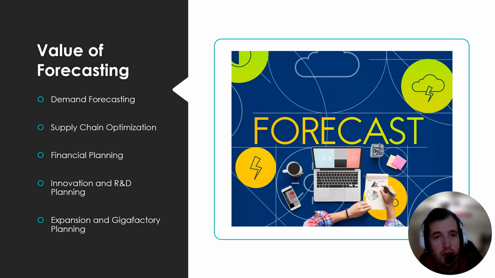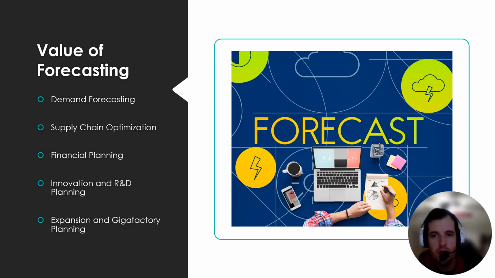Financial forecasting plays a vital role in helping Tesla estimate revenues, manage operational expenses, and allocate resources for strategic investments in technology and facilities. Additionally, forecasting aids in innovation and R&D planning by identifying emerging trends in electric vehicles, renewable energy, and autonomous technology. This helps Tesla prioritize research initiatives that align with market demands, ensuring that the company remains at the forefront of innovation.